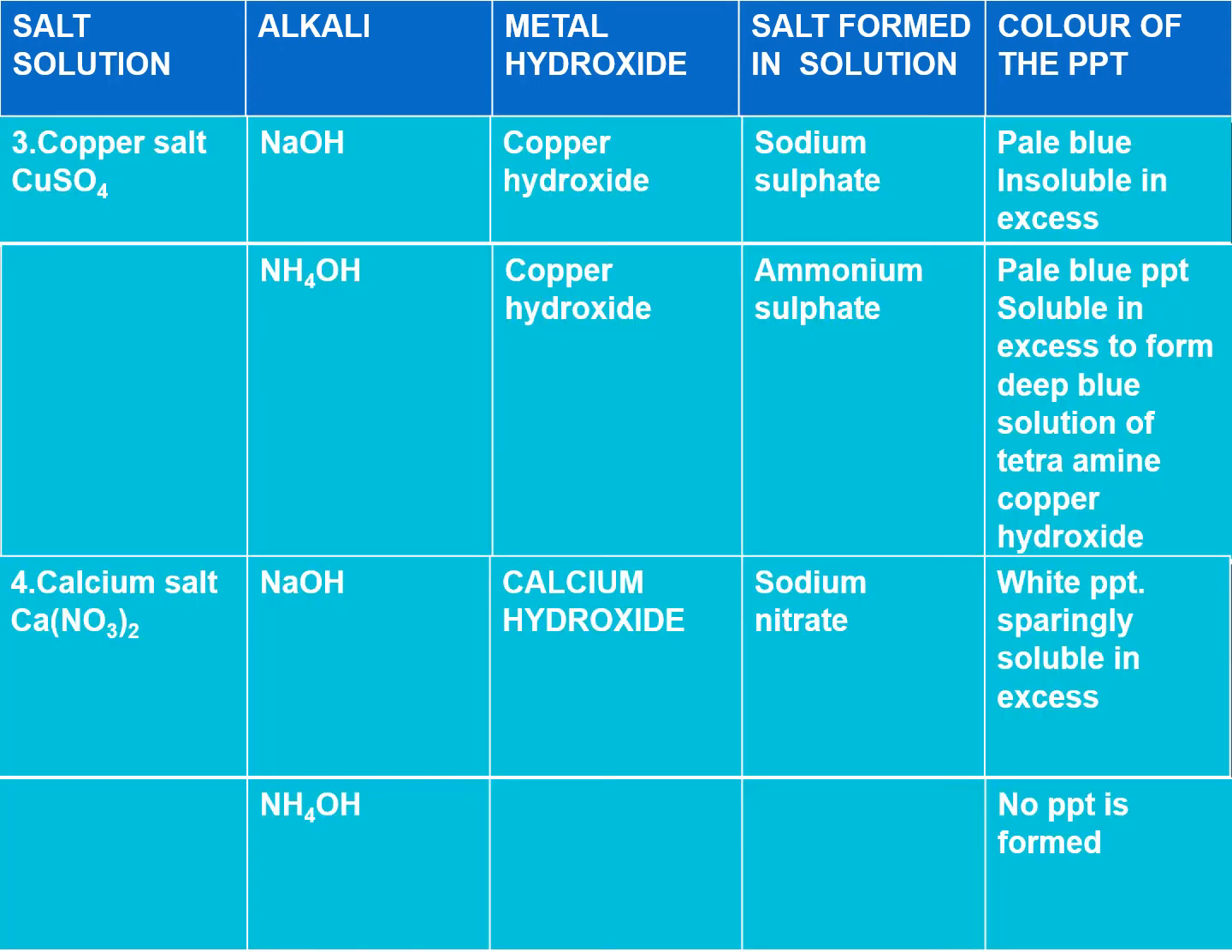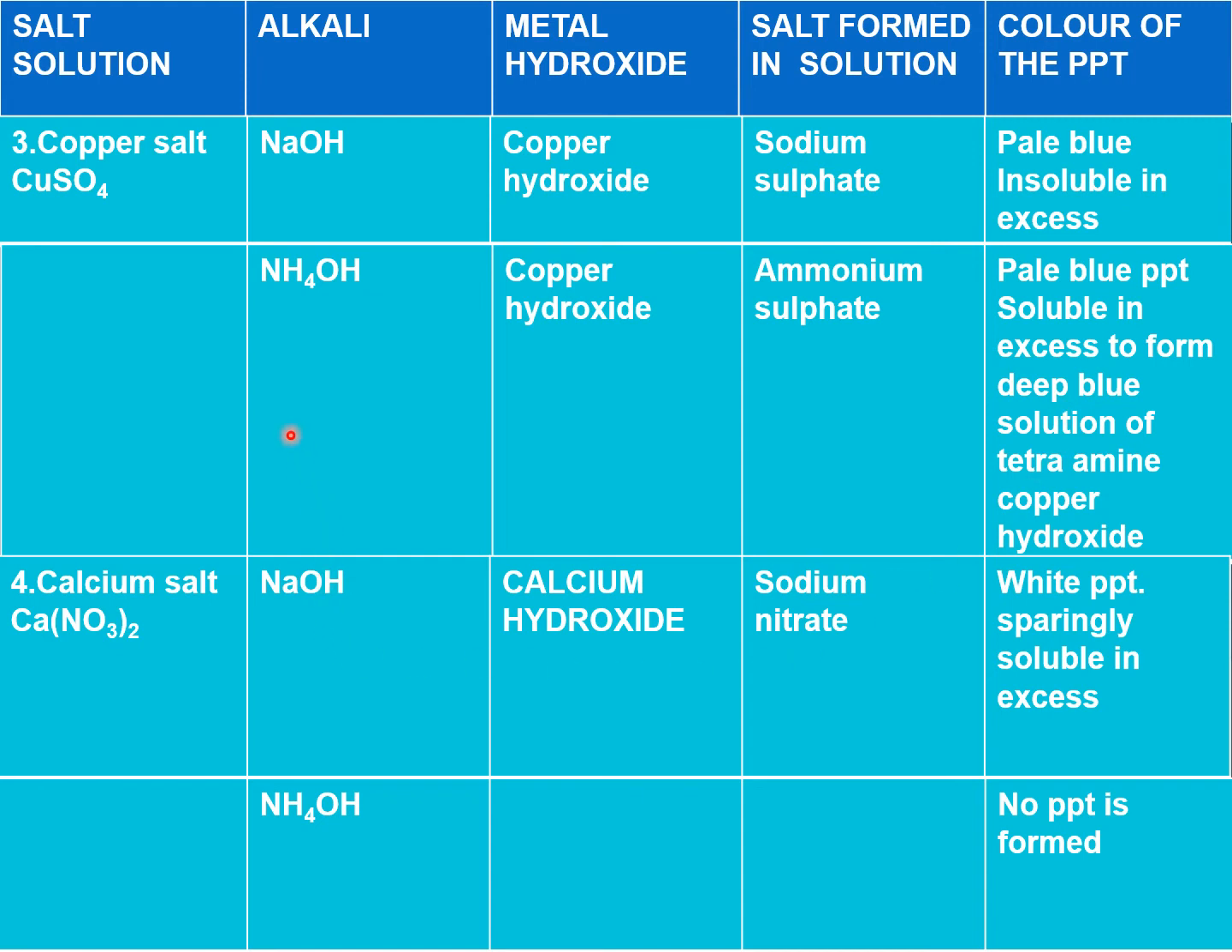Next, we start with copper salt, copper sulfate. Now, sodium hydroxide is added to a copper salt like copper sulfate. Copper hydroxide is formed, which is a pale blue PPT, along with the formation of sodium sulfate. When sodium hydroxide is added to a copper salt, the pale blue PPT remains insoluble in excess.